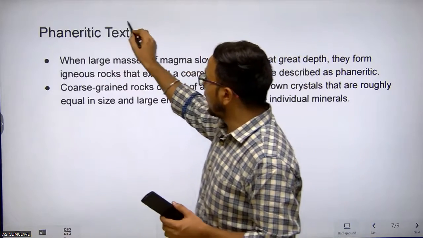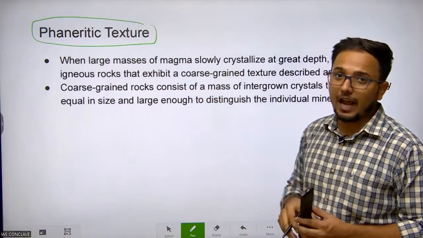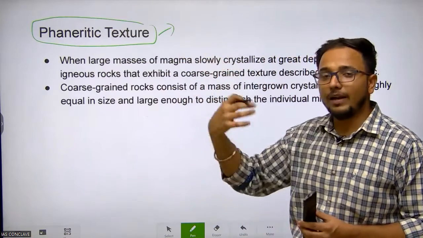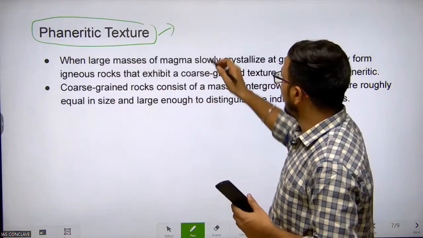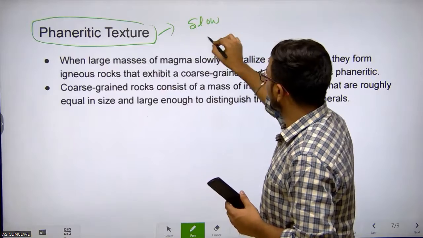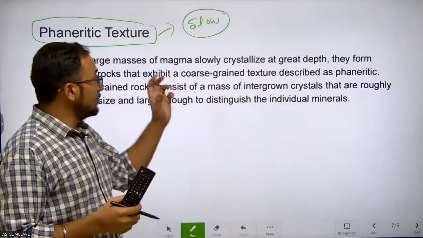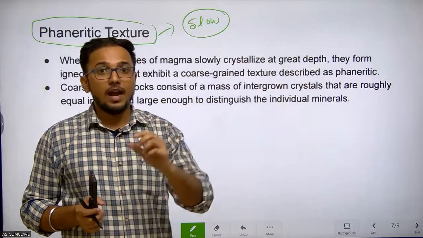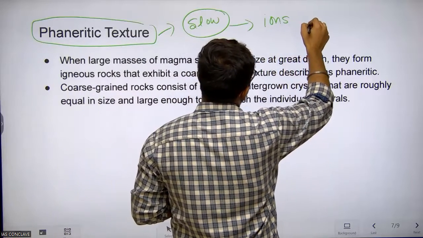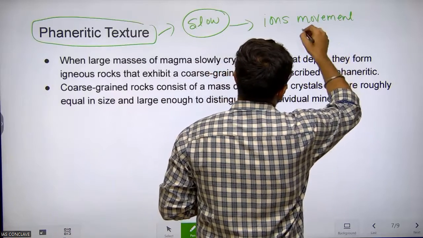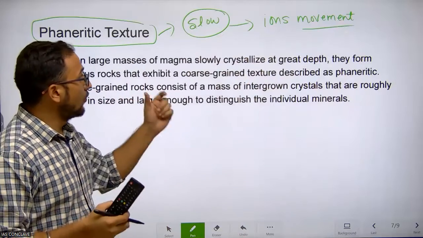So if magma is emplaced, cools and solidifies beneath the earth at a greater depth, what will happen? Its cooling rate will be very slow or fast? Very slow. If the cooling rate is slow, will it impede or facilitate the movement of the ions? It will facilitate, because if the cooling rate is slow, ions move over a long duration of time. So the movement of ions will continue. Ions move continuously until they cool ultimately to form crystal minerals.